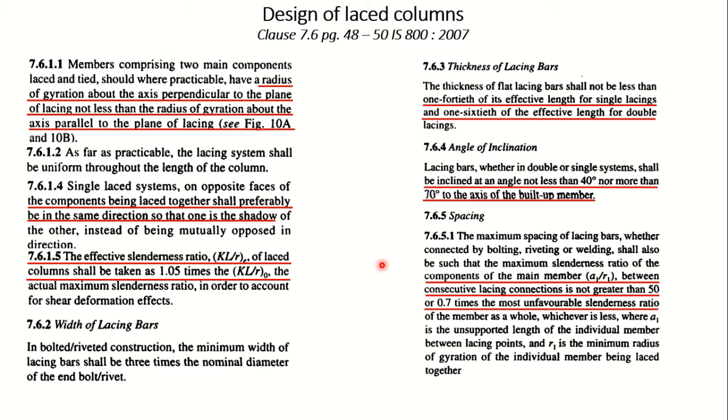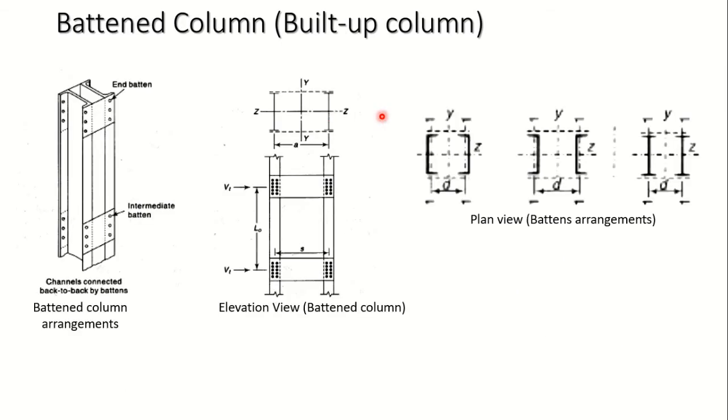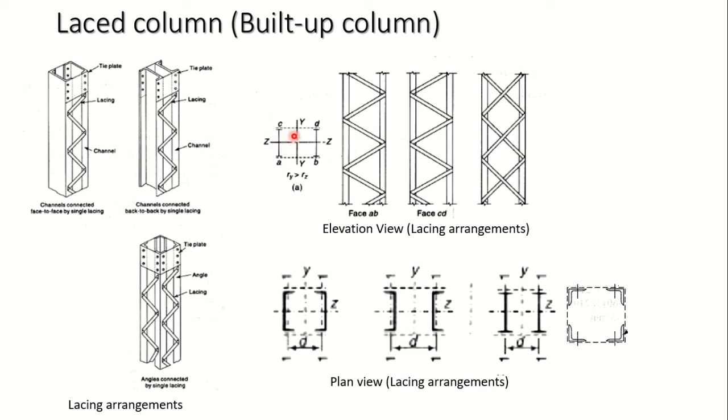Now coming to the spacing, the maximum spacing of lacing bars, whether connected by bolting, riveting, or welding, shall be such that the maximum slenderness ratio of the components of the main member, a1 by r1, between the consecutive lacing connections is not greater than 50 or 0.7 times the most unfavorable slenderness ratio. When we connect the lacing system, that will result in an unsupported length of individual members. This will be the length a1 mentioned in that clause. So this a1 divided by the least radius of gyration of this individual section, r1, should be less than 50, or less than 0.7 times the most unfavorable slenderness ratio, that is, 0.7 times the minimum of ry or rz.